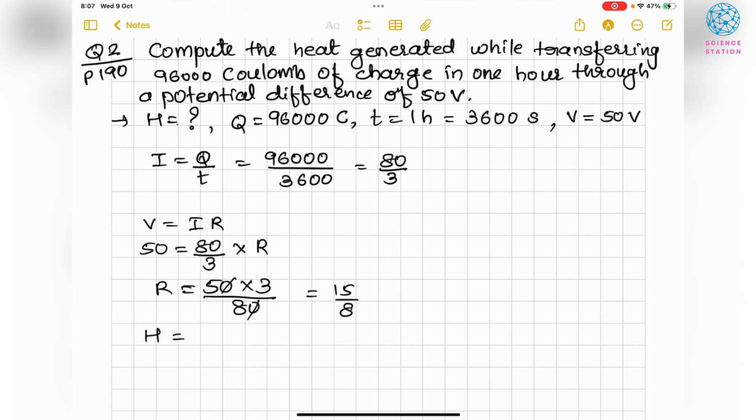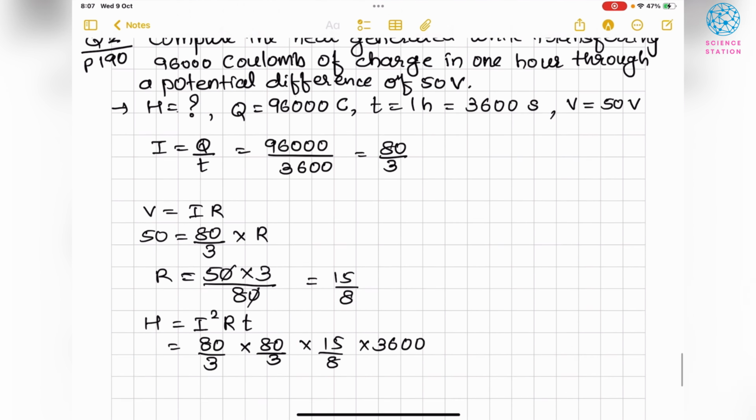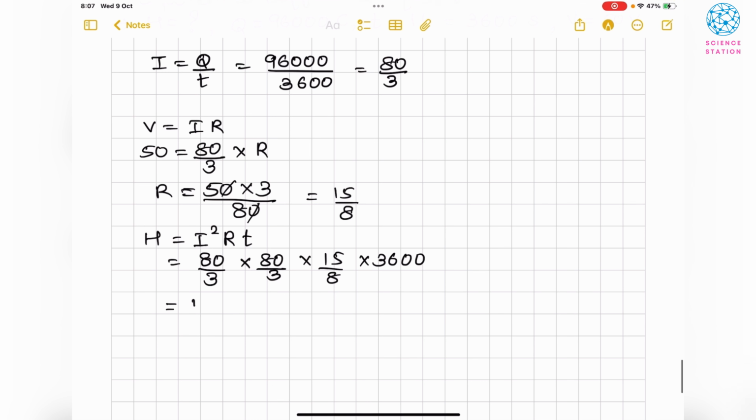Now I know that heat equal to I square R T. So that is 80 upon 3 into 80 upon 3 into R, which is 15 upon 8, into 3600. So this is coming to 48 and 5 zeros joule. If I convert it into standard form, it will be 4.8 into 10 raised to 6 joules.